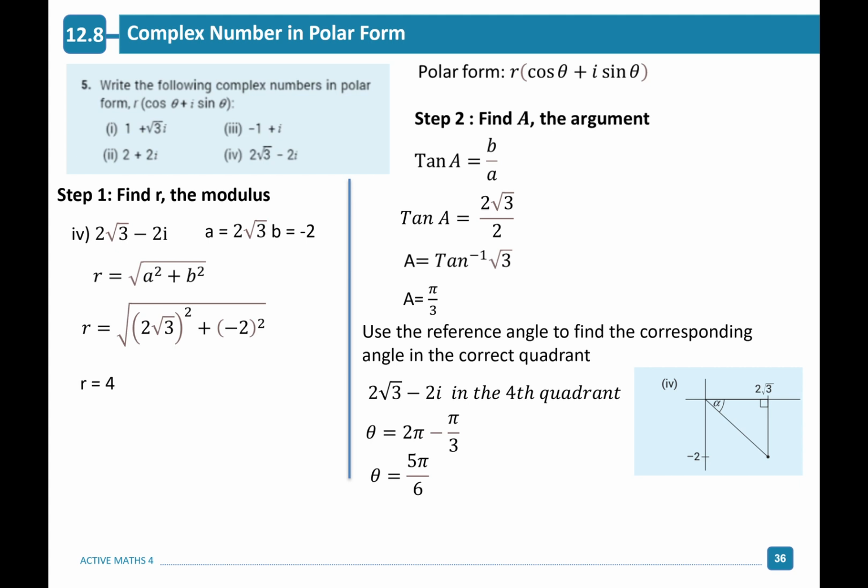Now that we have our value of theta, let's substitute these into our formula for polar form. 2 root 3 minus 2i in polar form is written as 4 times cos of theta plus i sine of theta.